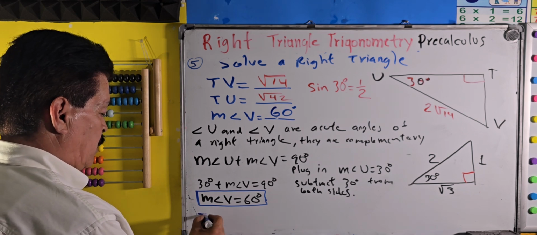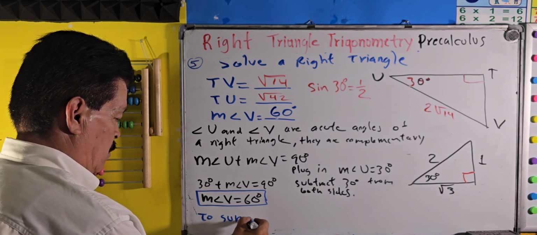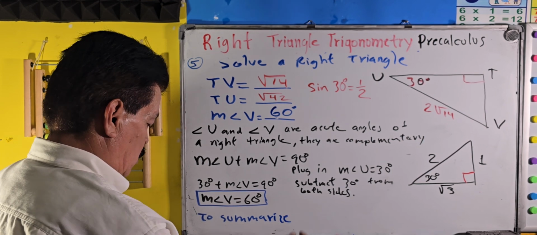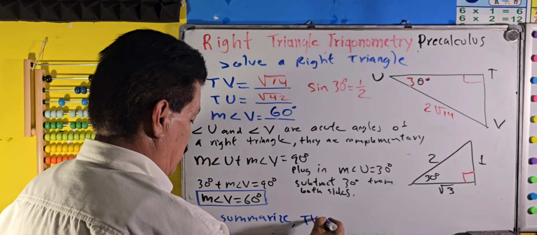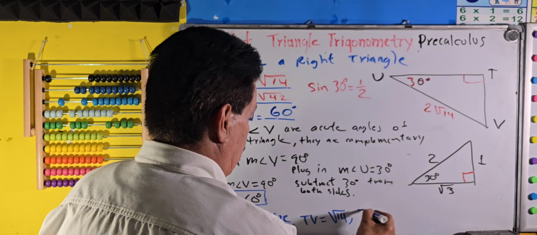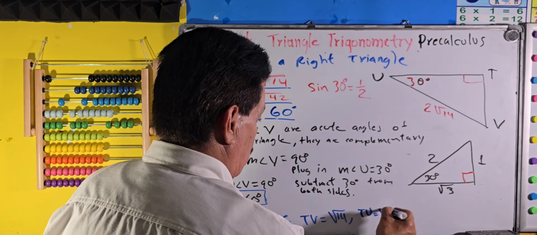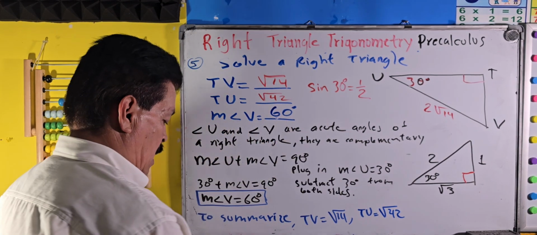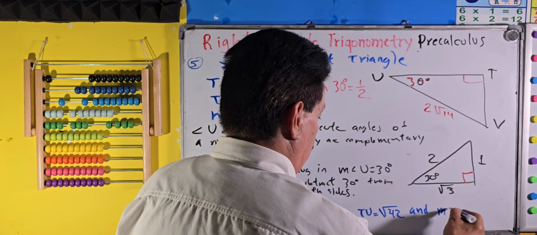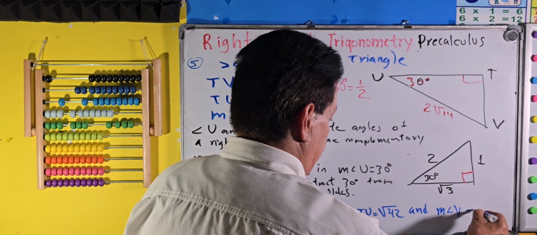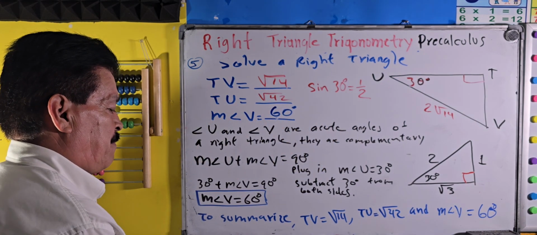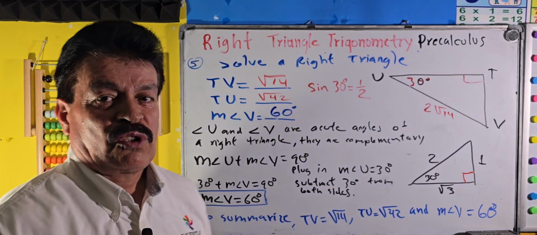To summarize, TB equals square root 14. TU equals square root 42. And the measure of angle B equals 60 degrees. That's our conclusion to our problem.